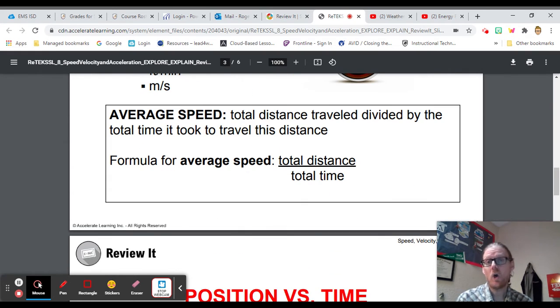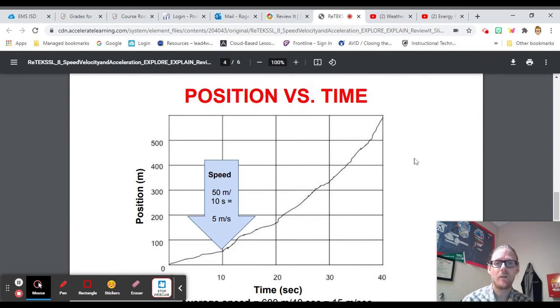Average speed is the total distance. So when you see that word total, you want to know how much distance altogether. That means you're adding it all together. And you're going to divide by the total time. In this case, with the time, you're going to add all the time up, and that's going to get you the average speed when you divide the total distance divided by the total time.